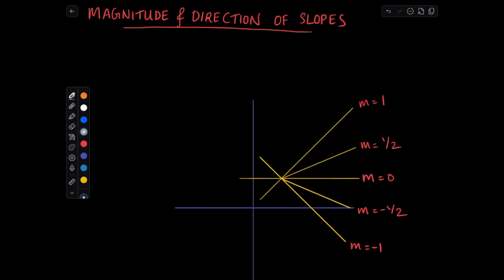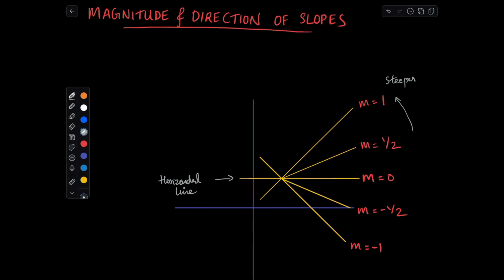The magnitude of the slope tells us how steep the line is. If the slope is very high, it means that the line is steep. If the slope is 0, then that means that the line is a flat horizontal line that's parallel to the x-axis.